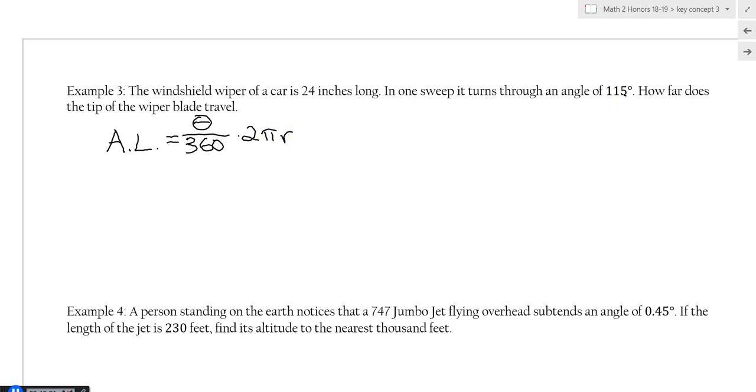You don't always have to make a drawing, but sometimes I like to. I usually draw a fan shape. You can think about the rest of the circle coming down, but technically most of your real world problems are things that don't create a full circle. If you think about the windshield wiper in your car, it doesn't completely make a full circle. Okay, it's 24 inches long and it's going through an angle of 115 degrees.